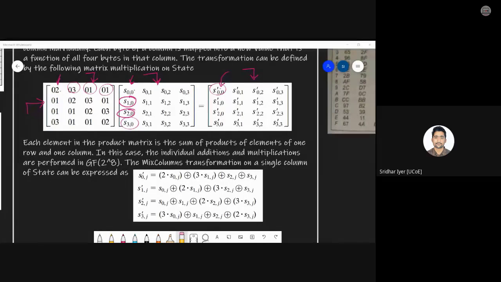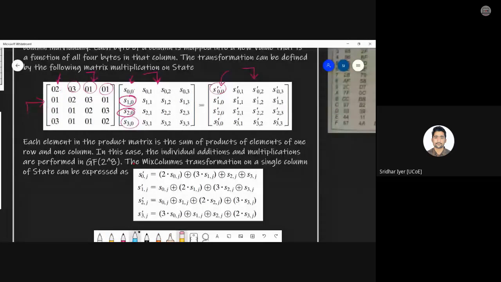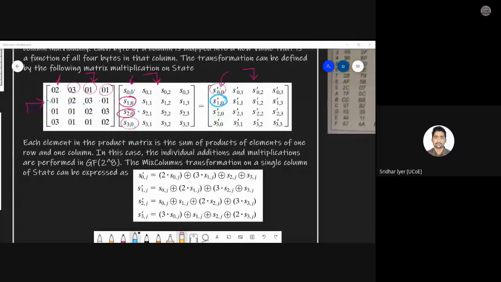Similarly, what about S-1J? Let me change the color of the pen. S-1J is nothing but this one. And to obtain this, you need to consider the second row now. So it will be 01 into S0J plus 02 into S1J plus 03 into S2J plus 01 into S3J. And you will get the answer for this. Am I clear? In the same fashion, you have to complete the entire operations. In the exam, you need to write only till this much.